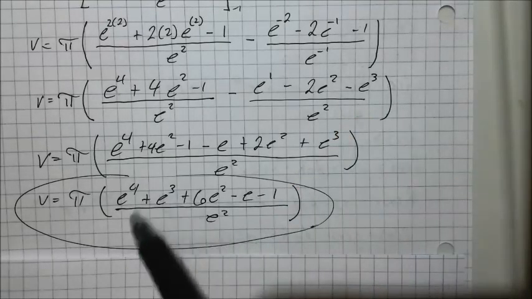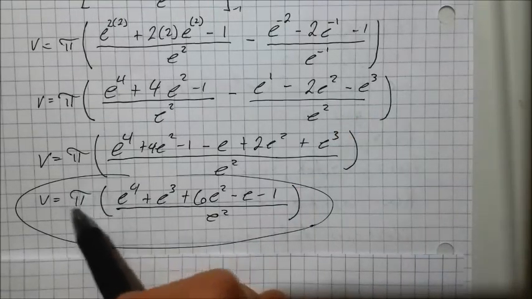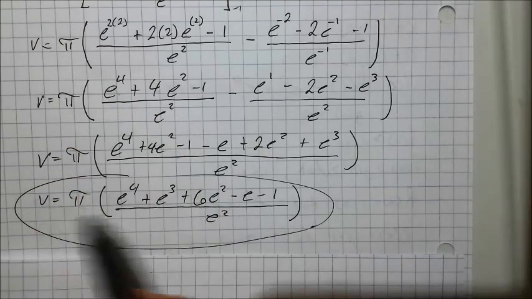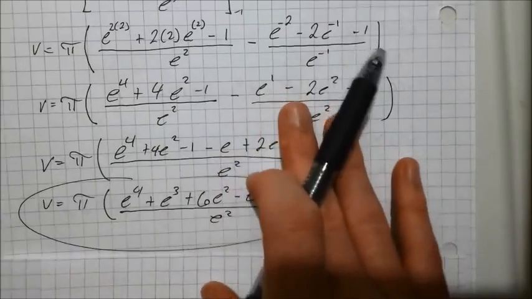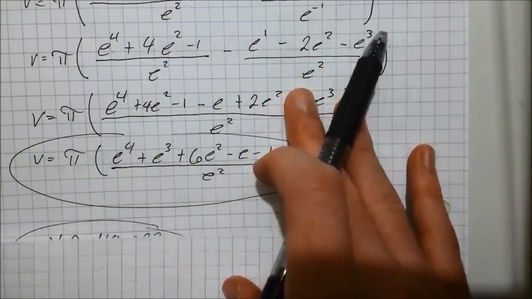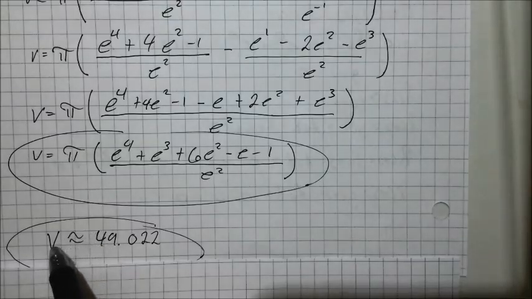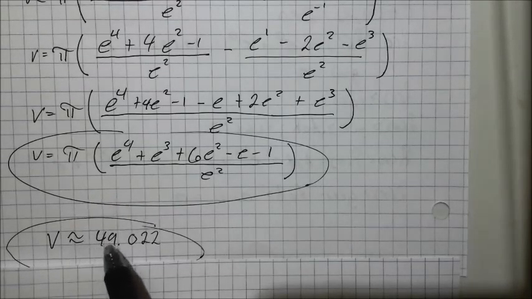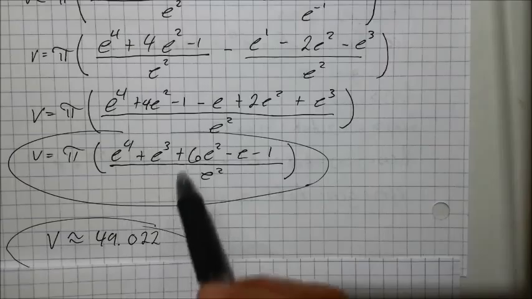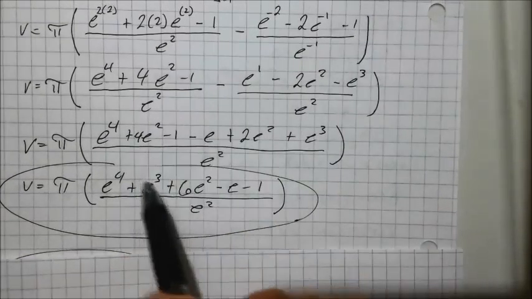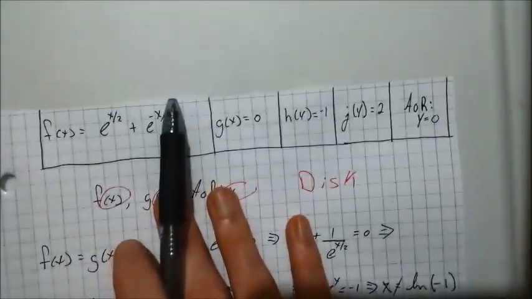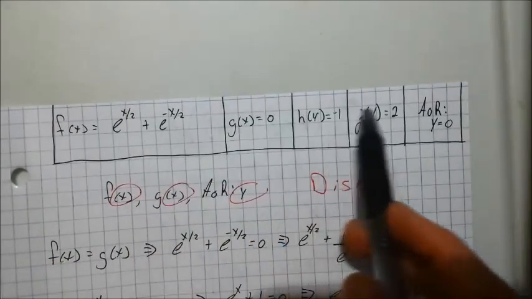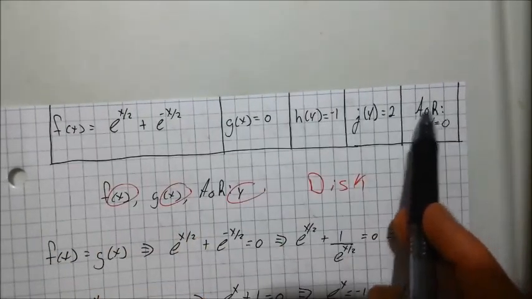And if you wanted to find some value, oh, and of course this pi has been hanging out front this entire time, so it's still times this expression. But if you were to put it into a calculator and evaluate it, you would get this number approximately, our volume is approximately equal to 49.022. So this crazy number here is the volume of the solid of revolution generated by rotating the area between these graphs around our x-axis.